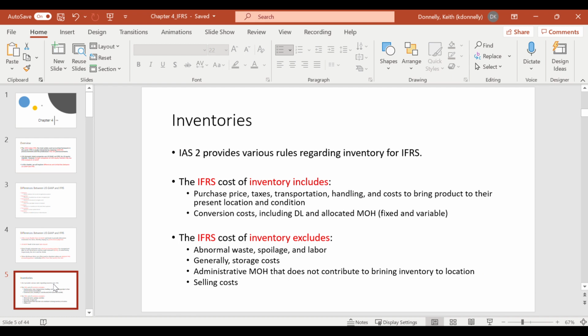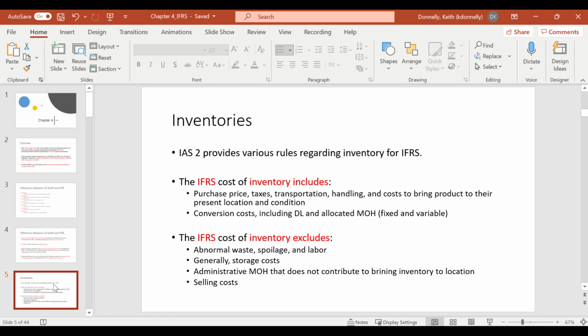So if we were to look at specific types of accounts or areas of the financial statement, let's start with inventory. Under IFRS, the cost of inventory, what you debit inventory for when you purchase it, is generally things like what it costs, taxes, transportation, handling, really everything up until the point in time when the product is delivered to the company.